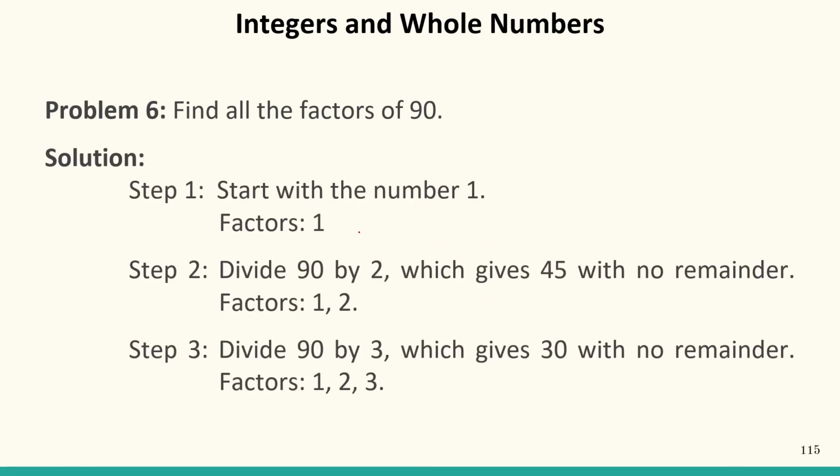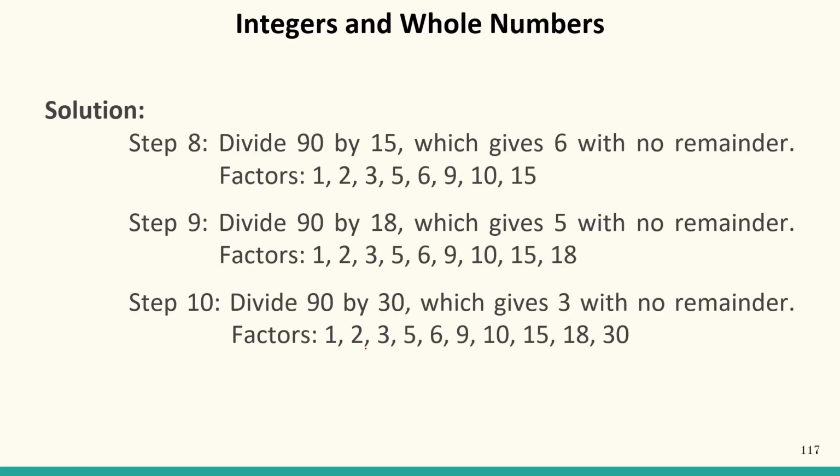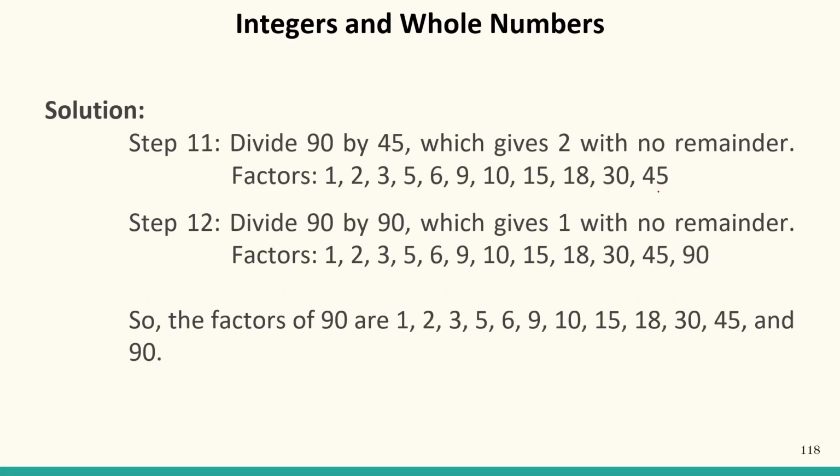So starting with number 1, factors is equal to 1. Factors 1, 2. Then 1, 2, 3. Then 1, 2, 3, 5. Then 1, 2, 3, 5, 6. Okay, so divide 90 by 9, which gives 10 with no remainder. So 1, 2, 3, 5, 6, 9. Then 1, 2, 3, 5, 6, 9, 10, right? So there are 10 factors. Okay, and then we have other 2, that is 12 factors in total, which actually divide 90.